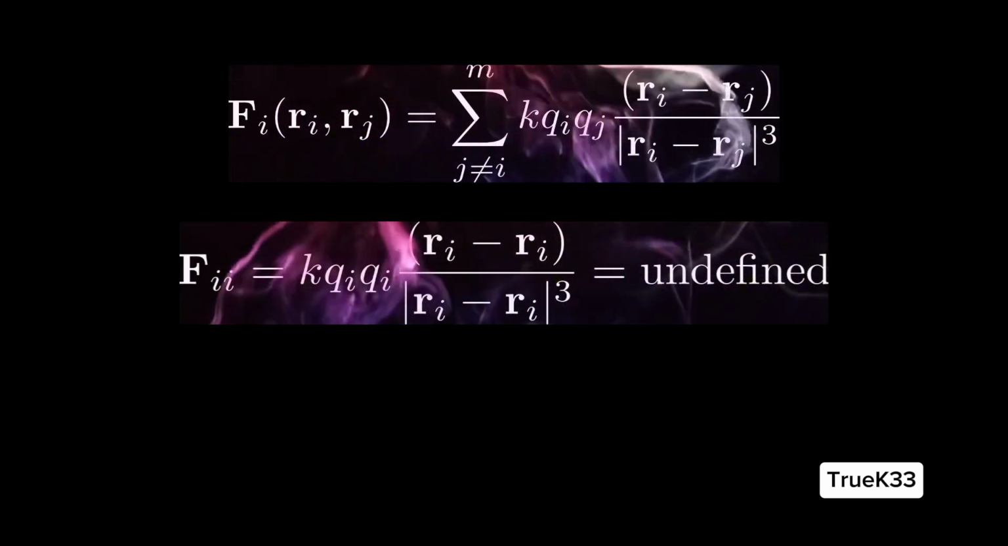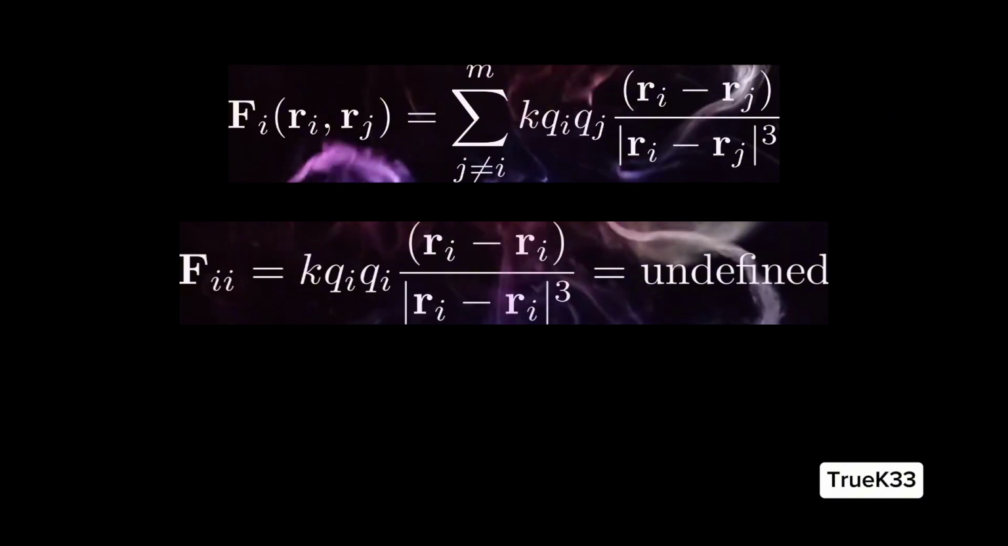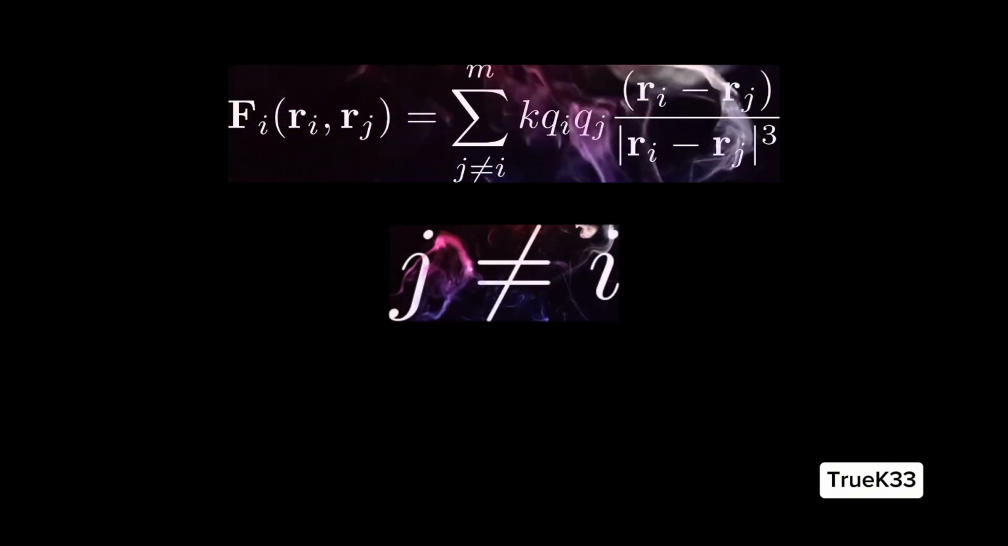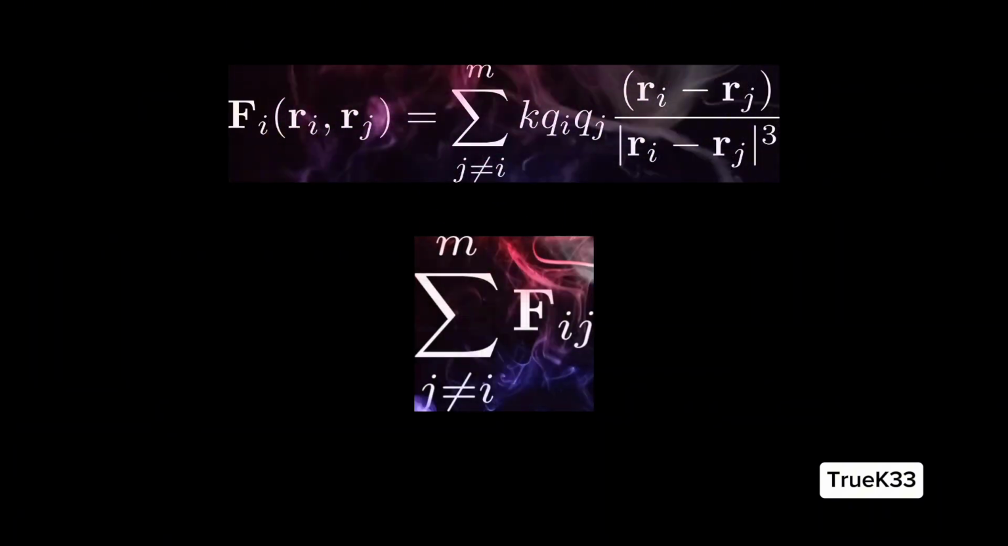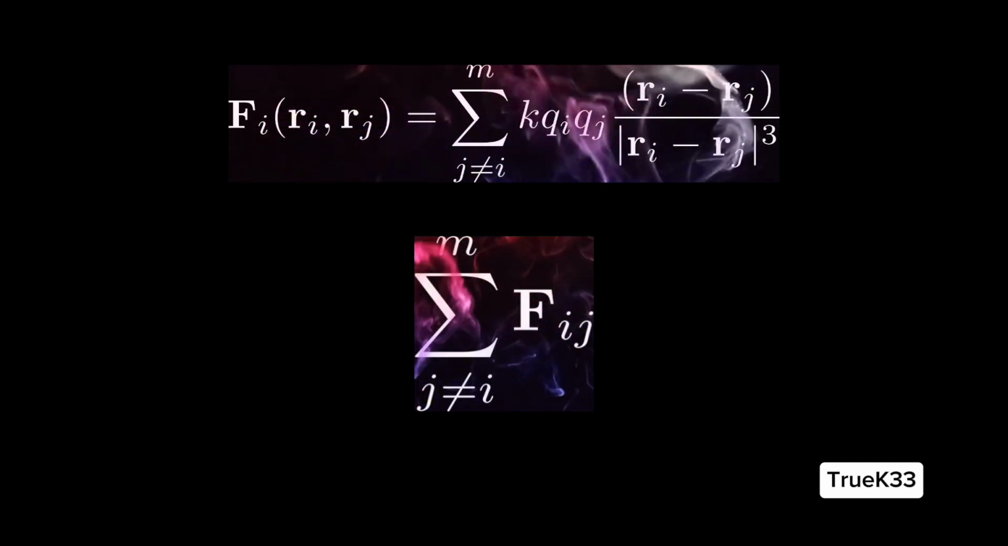Additionally, the charged object i doesn't exert a force on itself. This is why in the sum i is different from j. The force F is exerted by every charge in the m-charge system, except for charge i.